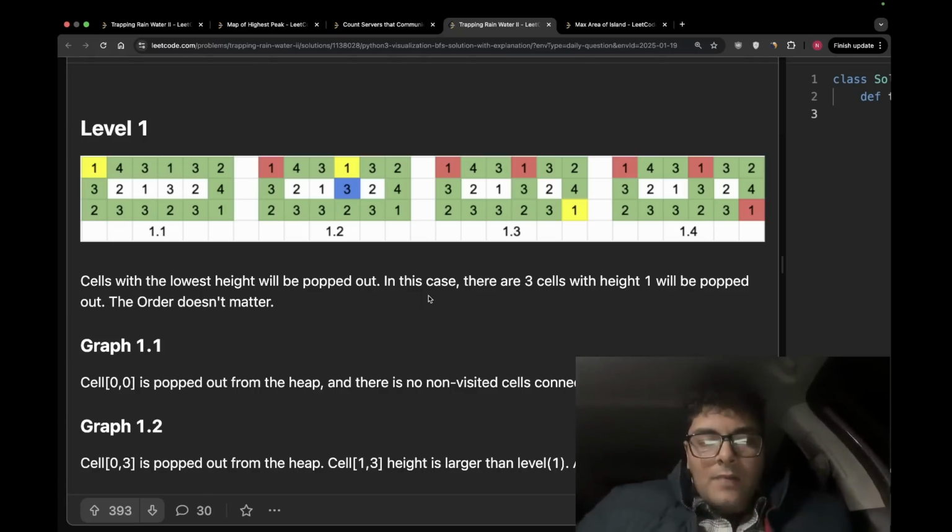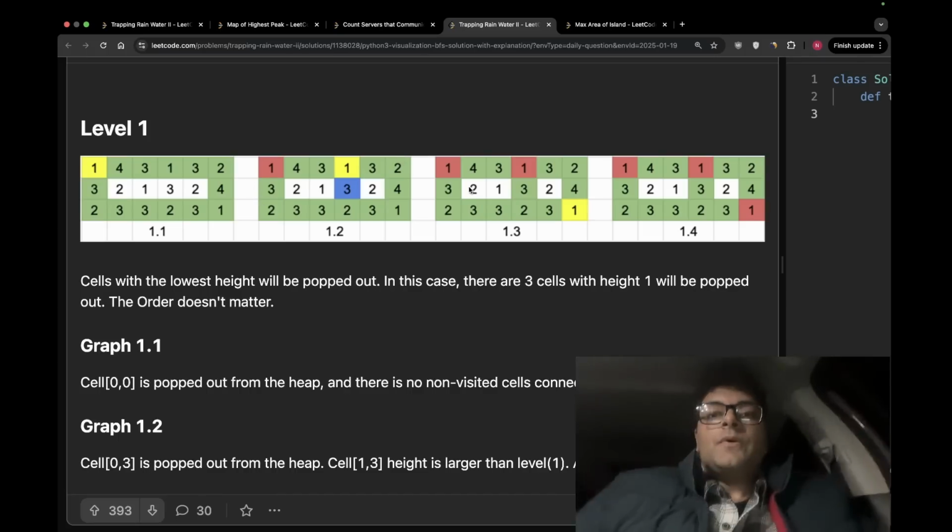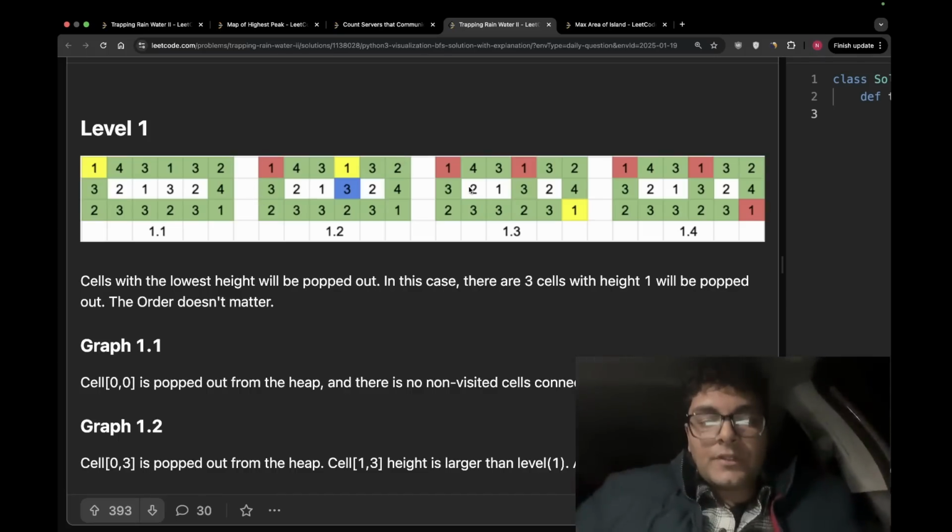Now, I think a problem with that approach is if we were to traverse the entire border first and then go to some inner cells, those inner cells might be higher than the ones that are actually on the border. So we don't necessarily know that that inner cell would be able to hold any water. The height definitely matters, and the height of the border definitely matters as well. So this is where it gets really, really difficult, in my opinion.